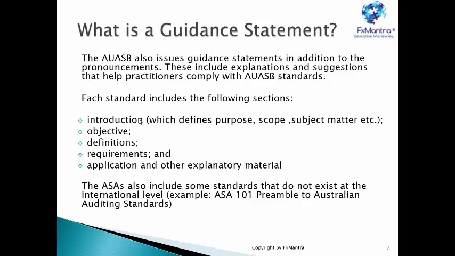But this is the reason we can have some standards which do not exist at the international level at all. For example, ASA 101, Preamble to Australian Auditing Standards. This kind of standard, the preamble, is something which is in the beginning of a book. Similarly, the preamble in ASA 101 basically means how the legislation intends the Australian standards to be interpreted, applied, and understood. This is why the preamble is there.